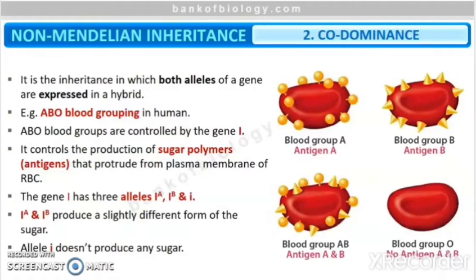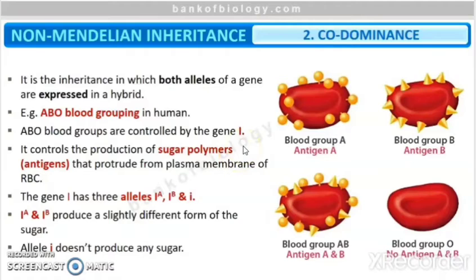But in codominance, these are the cases where the F1 generation will resemble both parents. Codominance is a dominance where there is a chance for both traits of the two parents to be expressed, right? So it is the inheritance in which both alleles of a gene are expressed in a hybrid. In an offspring we can see the expression of both the alleles of a single gene. We can find two alleles of a single gene being expressed here.